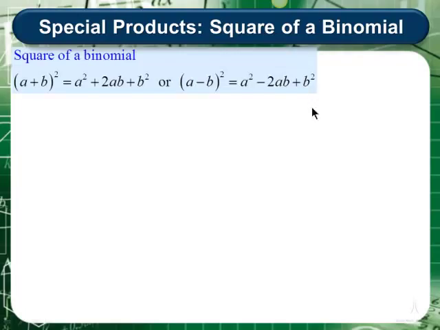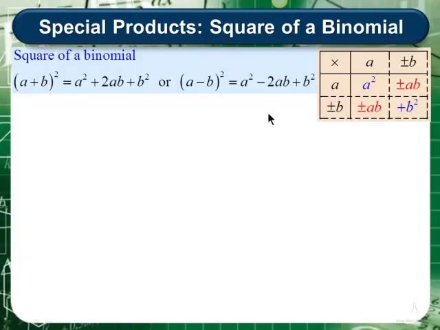Let us consider the first special product, namely the square of a binomial. So it can either be one of these two types, namely a plus b all squared or a minus b all squared. That really means that we have to multiply the binomial in the bracket with itself. And here we have the expansion. Now how do we get to these particular formats?